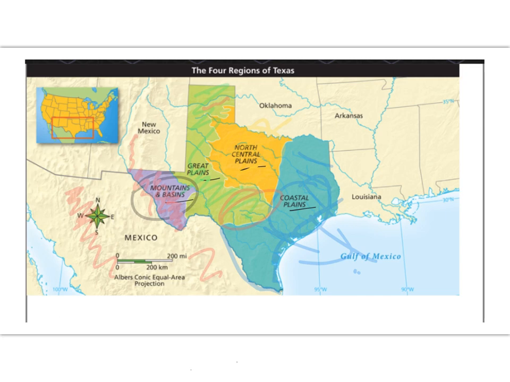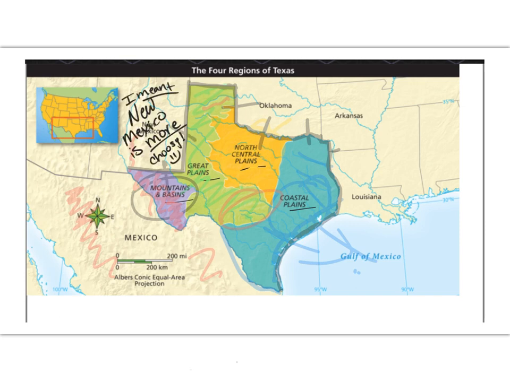So looking at the borders, the coastal plains is the only one that touches the Gulf. It's the only one that touches Louisiana, and it's the only one that touches Arkansas. Oklahoma is a little less choosy. It likes 3 regions. It likes the coastal plains, the North Central Plains, and the Great Plains. New Mexico's even less choosy. It likes the Great Plains and the mountains and basins, and that's it. It wants nothing to do with the coastal plains or the North Central Plains. It wants our mountainy, Great Plainy area. That's it.